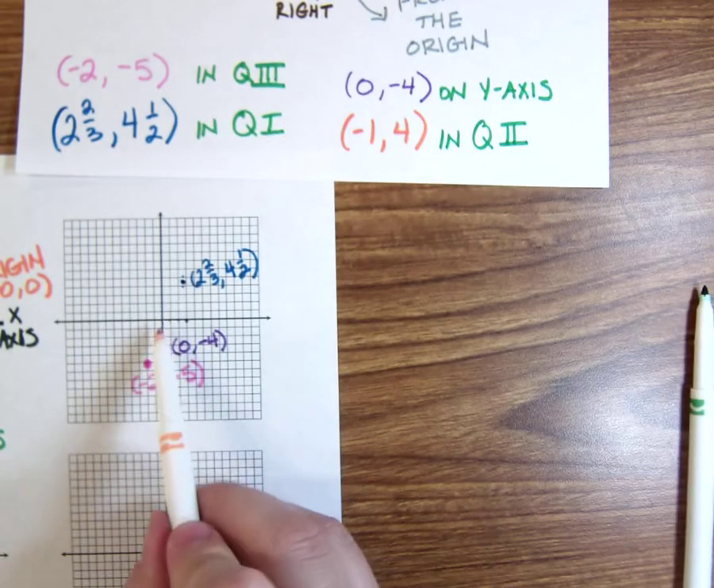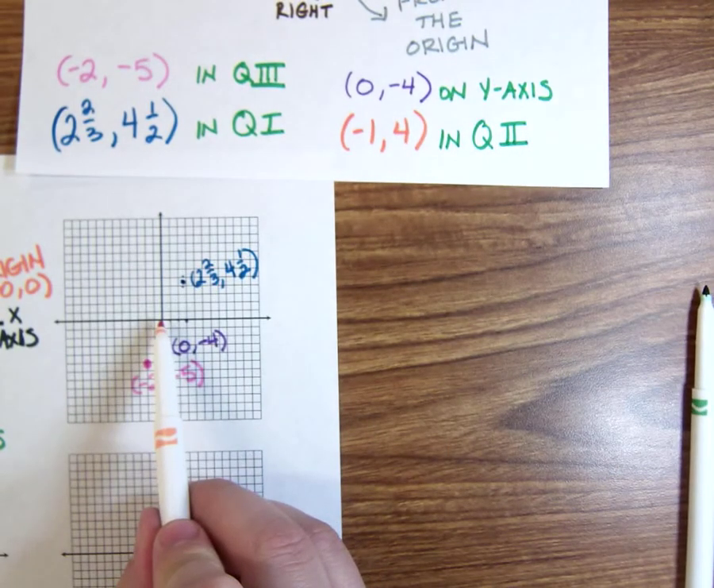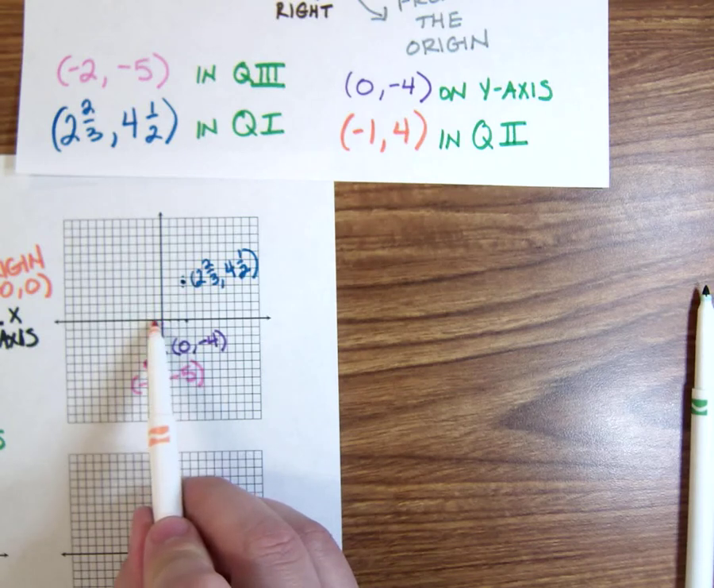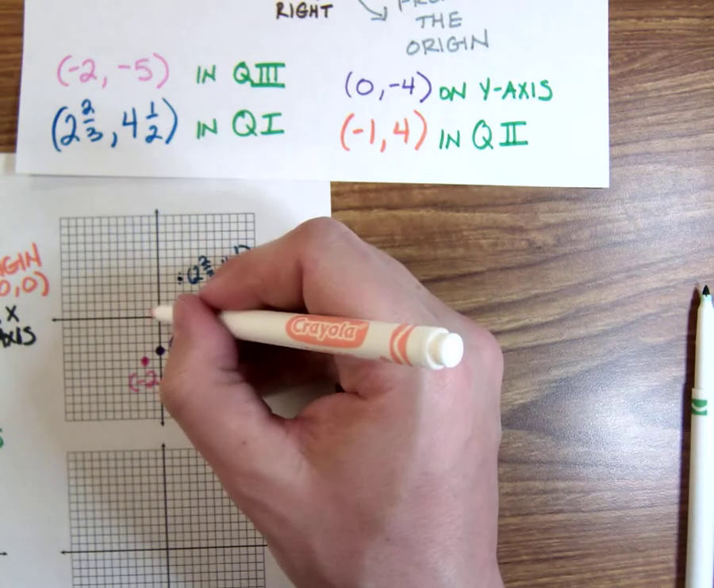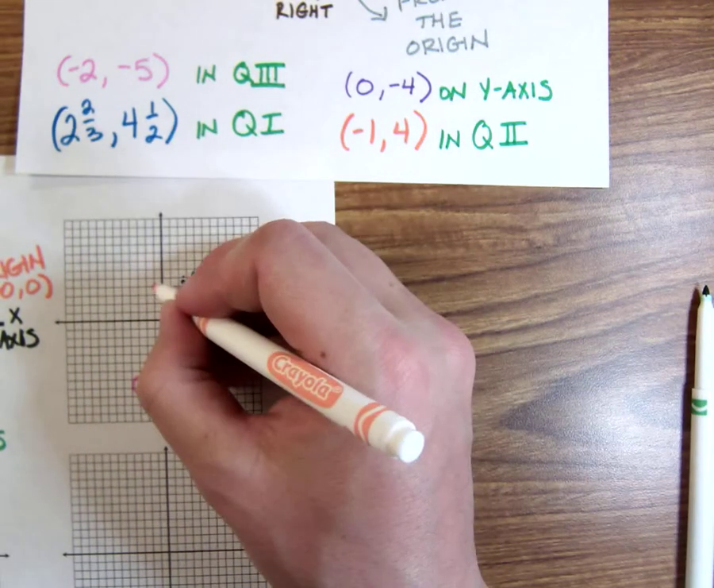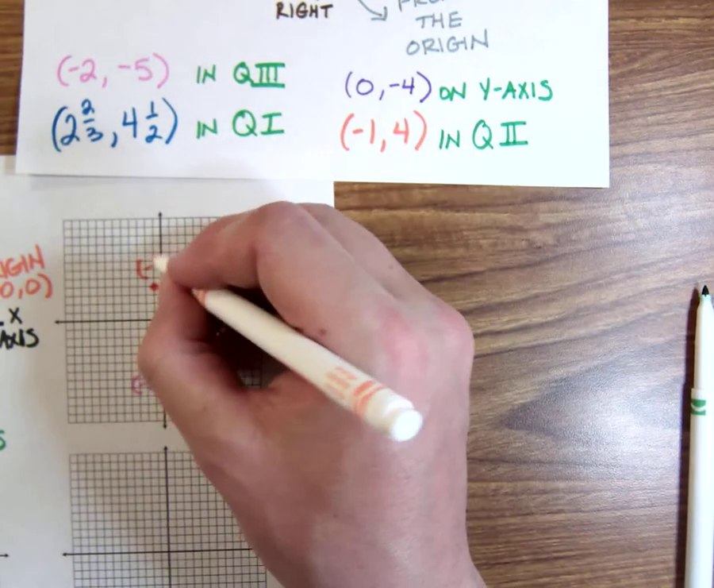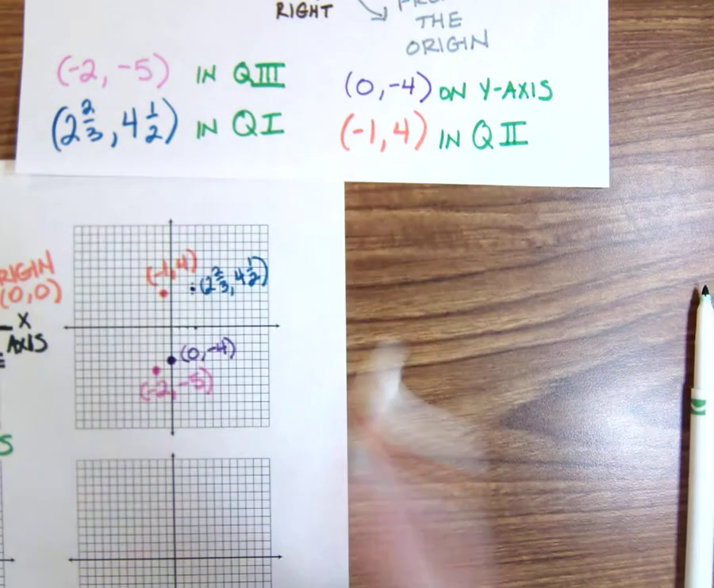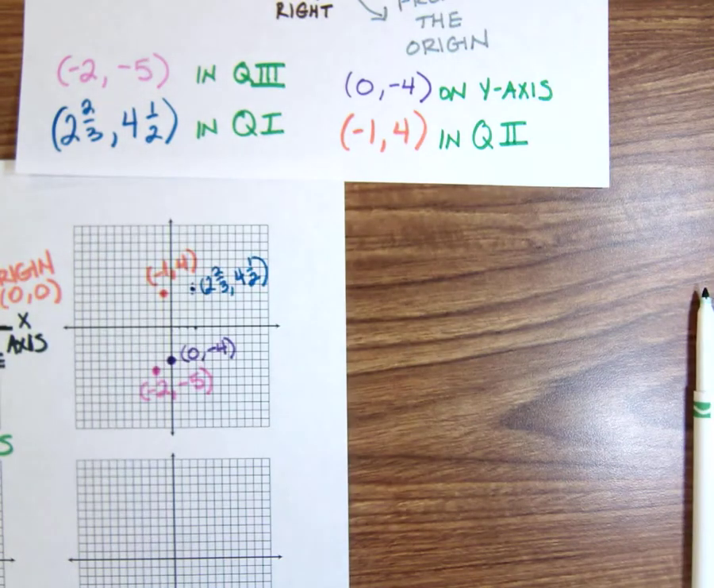So, from the origin, where do I go? To the left. 1 to the left. And going up 4. 1, 2, 3, 4. And that's (-1, 4). In quadrant 2, just like I expected. So far, so good? Okay.